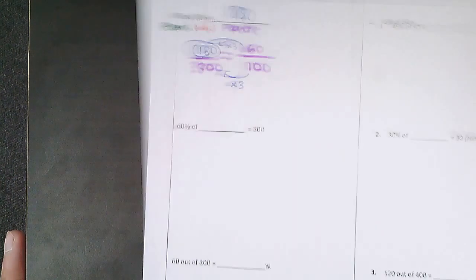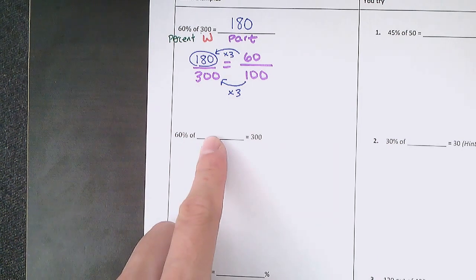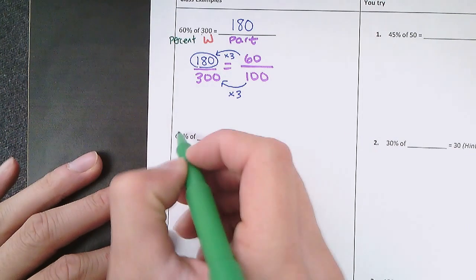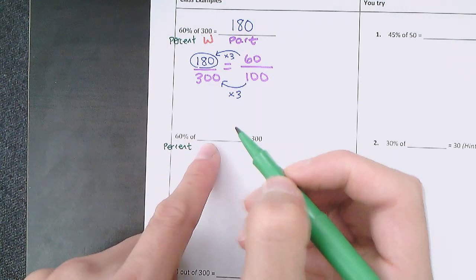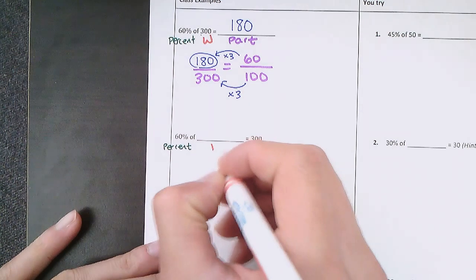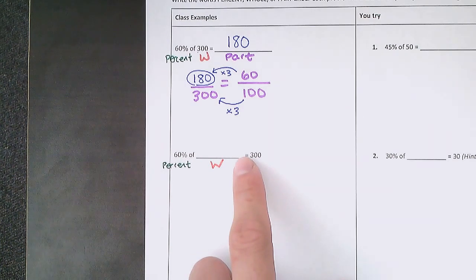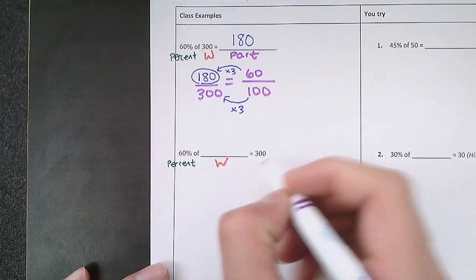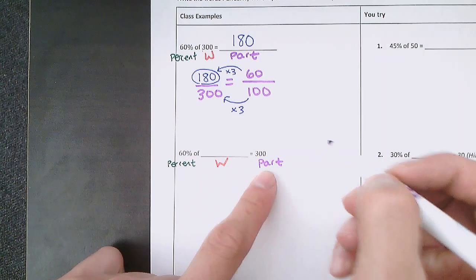Let's try example 2. 60% of some number is equal to 300. So 60%, that's obviously our percent, of some total number, so 60% of the whole, I'll use W for whole, is equal to a smaller amount, some part of that, 300. So 300, in this case, is the part. So 60% of the whole is equal to a part of 300.